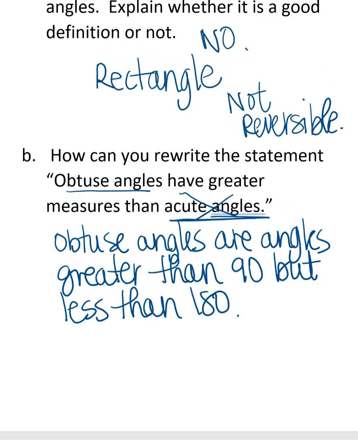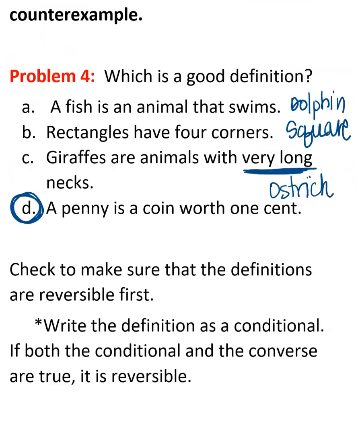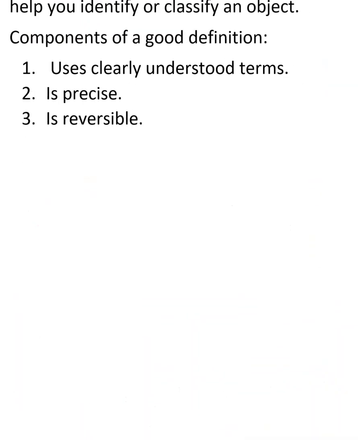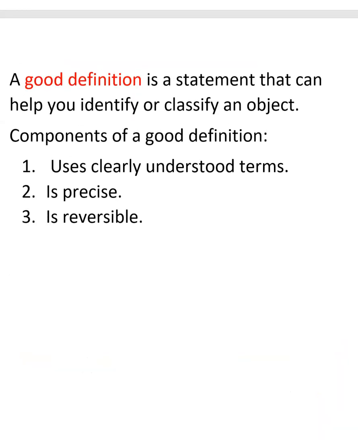So today we learned about biconditionals, how you have to first write the conditional, then write the converse, determine if they're both true or false. If they're both true, you can write a biconditional. To do that, you take out the if, take out the then, replace the then with if and only if. The last part determined what a good definition is, and going back to just review what that is. It's clearly understood terms, it's precise, and it's reversible.